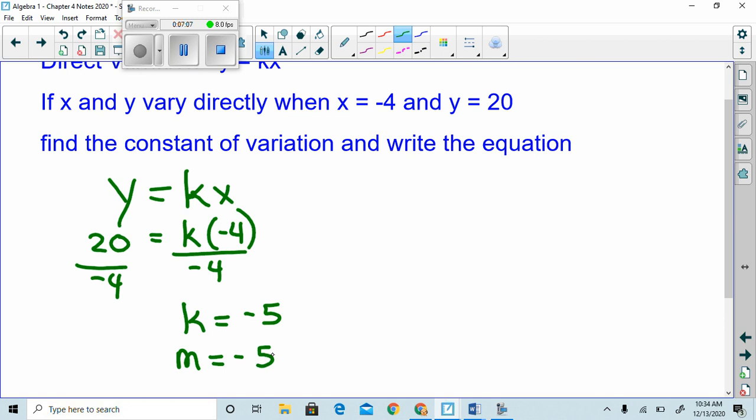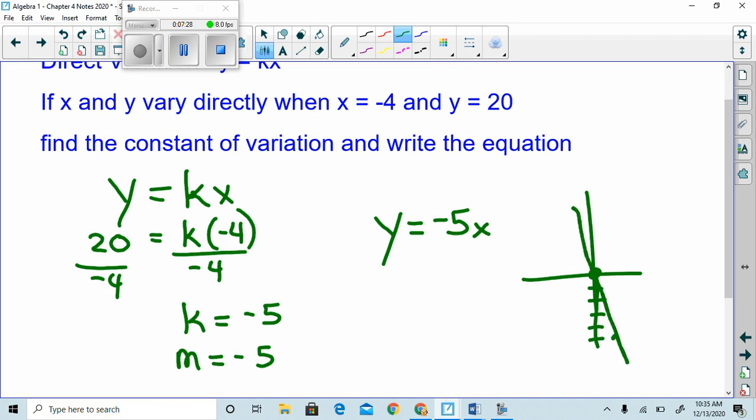So what does the equation of the line look like? Well, y is equal to -5x. A rough sketch of this graph, we know that it will pass through the origin. So it'll start right there, and then I'm going to count down 1, 2, 3, 4, 5, and over 1, and connect. There's your model of direct variation and its graph.